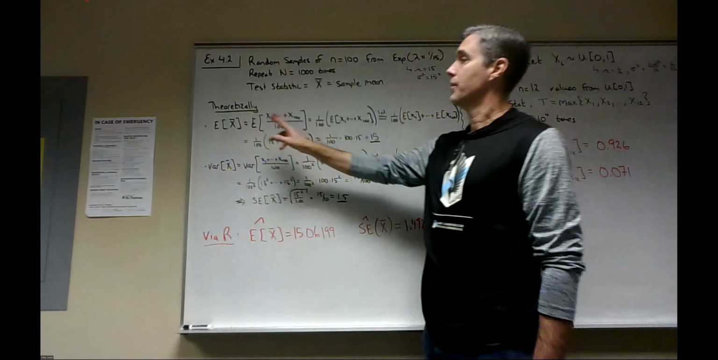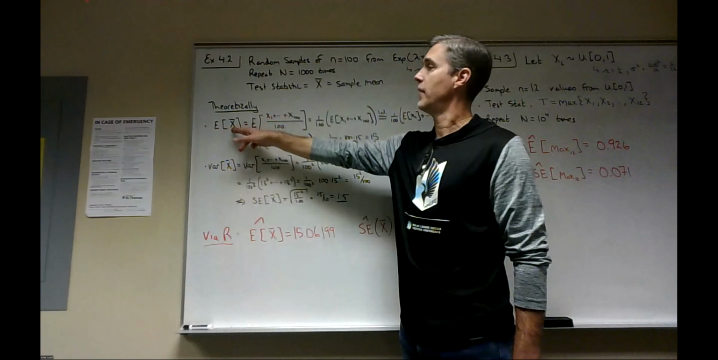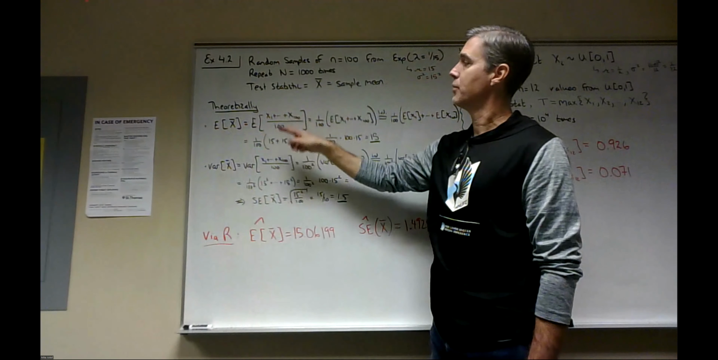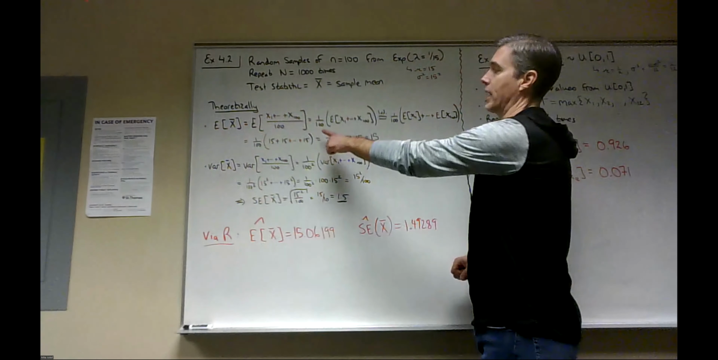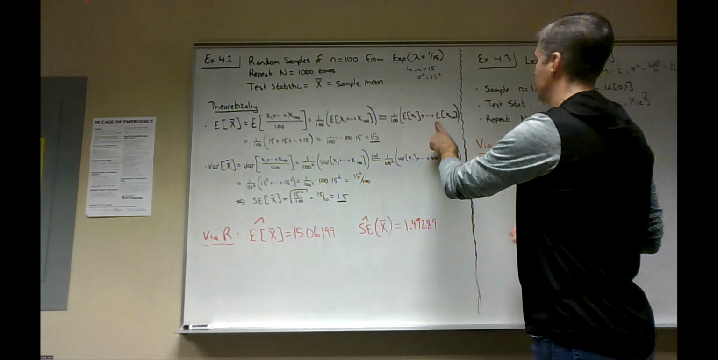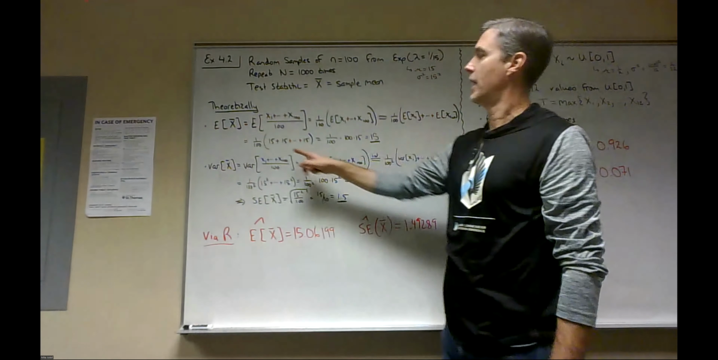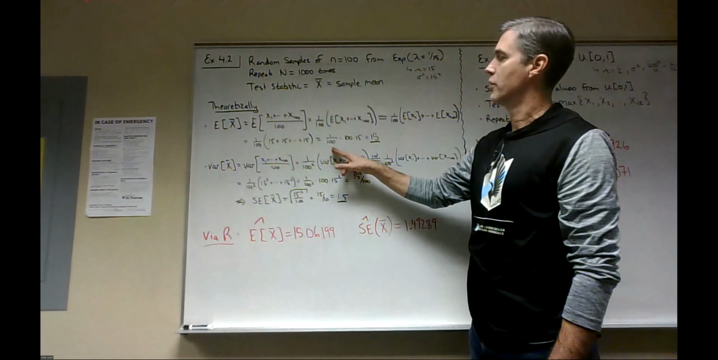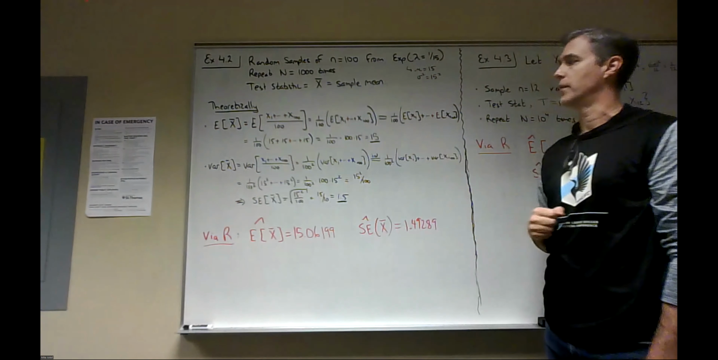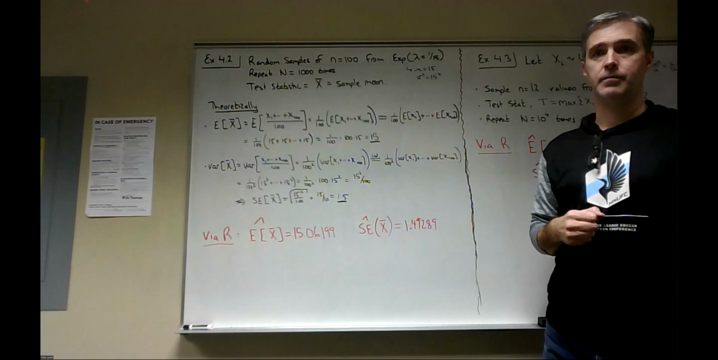Okay. So just like in the last panel, the expected value of x bar is the sum of the 100 random samples divided by 100, drag out the 100, split the expected values. Each expected value is 15, so I have 1/100 and then 100 copies of 15, so I get an expected value of x bar of 15.